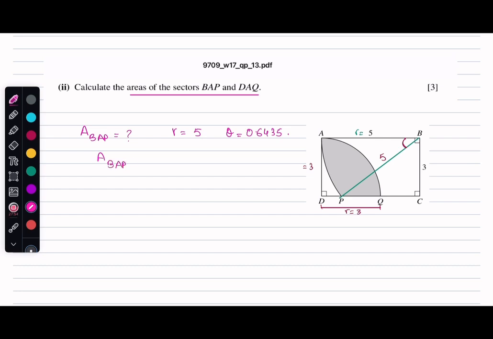The area of BAP is going to be half r squared theta, which is half times 5 squared times 0.6435 radians. The area of BAP comes out to be 8.044 centimeter square.